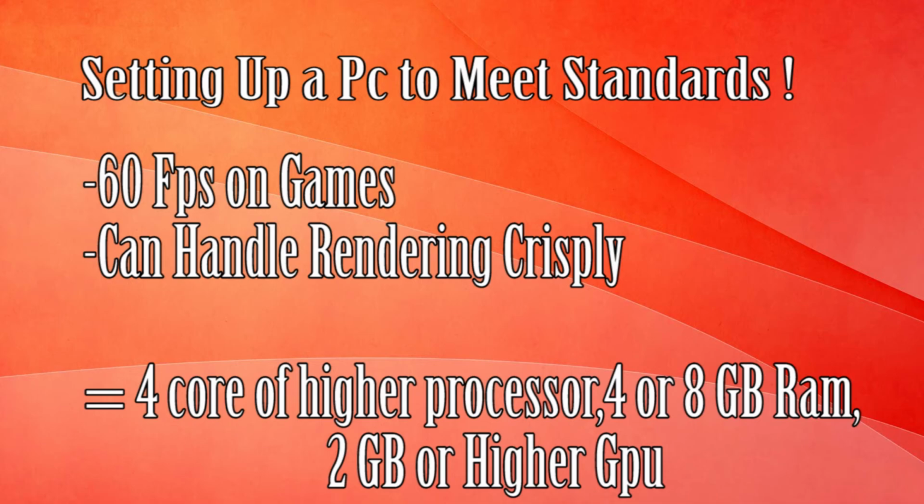So okay, so guys, here we move on to the last step. It is setting up your PC to meet standards of YouTube. Now, your PC must be able to run most games at 60 FPS or even above, and can handle rendering crisply. That adds up to a minimum of 4-core or a higher processor. I myself use an 8 GB processor. Now 4 or 8 gigabytes of RAM. If you are on a low budget, go with 4, though I would recommend 8, and you're going to eventually have to upgrade to 8. And you're going to be requiring a 2 GB or higher graphics card. That's a must, guys.